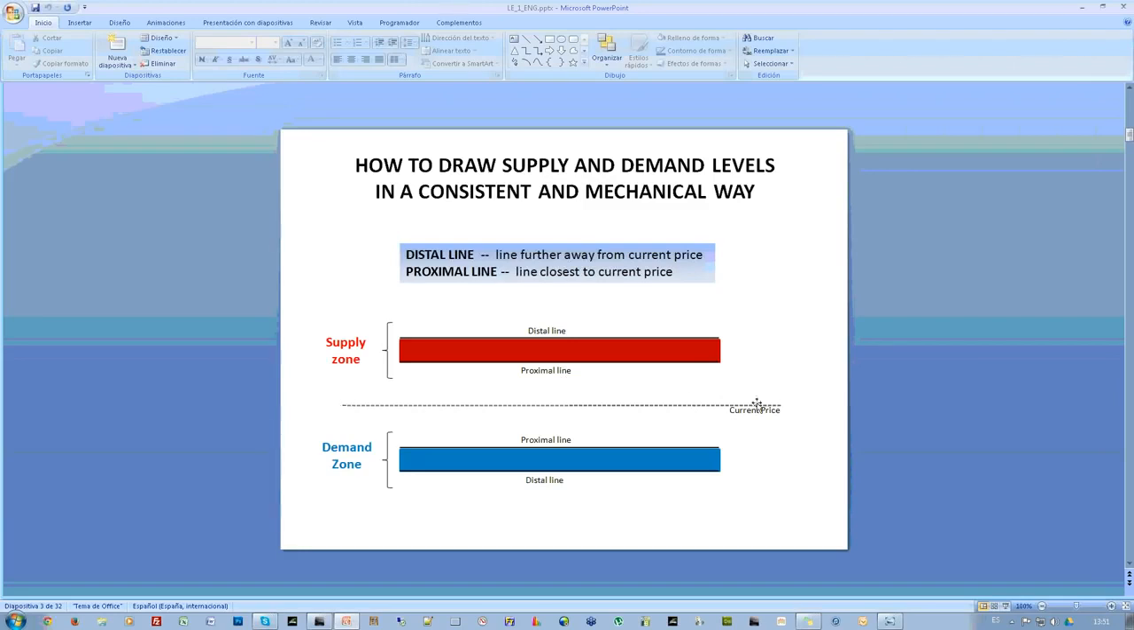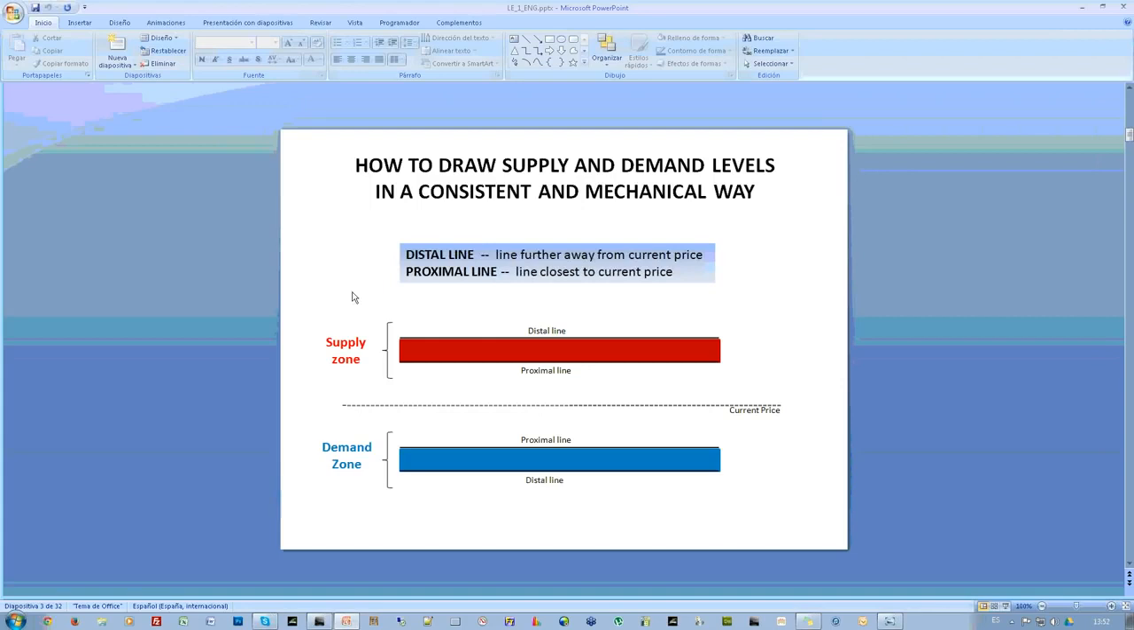a given forex pair or any other instrument, the proximal line is the lowest part of the rectangle, the closest to current price. It is always the same. For a demand level it will be here, for a supply level it will be here. And then we have the distal line, which is the line farther away from current price, which is the high of the rectangle for a supply zone and the low of the rectangle for a demand zone. So knowing that, I will show you how to draw these levels in a consistent mechanical way on the charts.